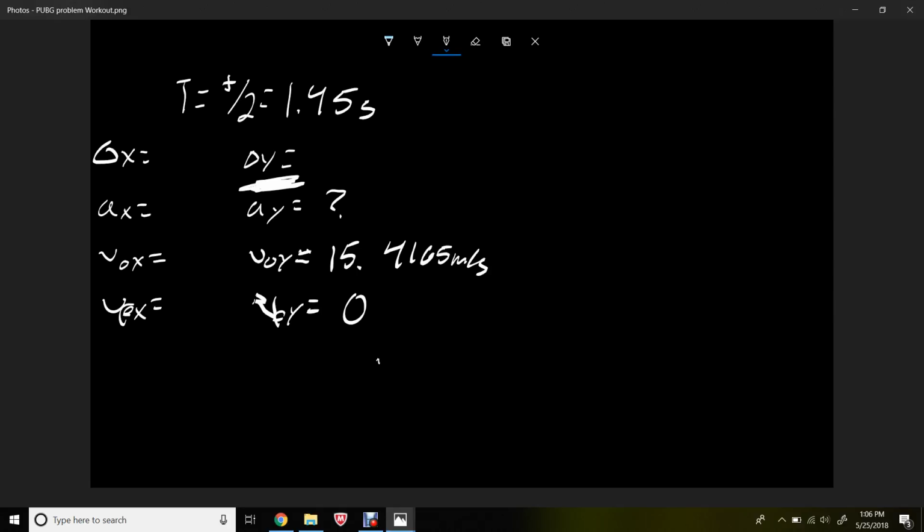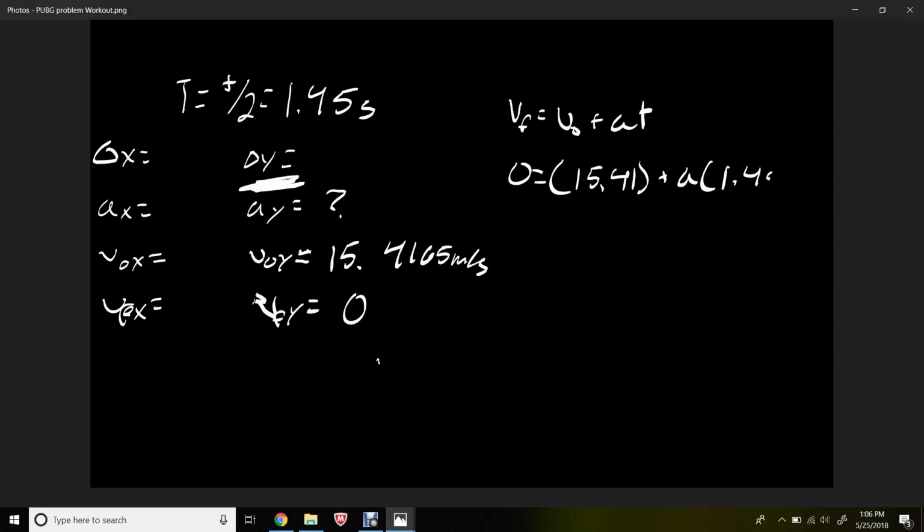So we're going to need to solve for acceleration. Using the formula, V final equals V naught plus acceleration times time, 0 equals 15.41 plus acceleration times 1.45. Working this out, you get that the acceleration in the y direction is negative 10.665 meters per second squared.